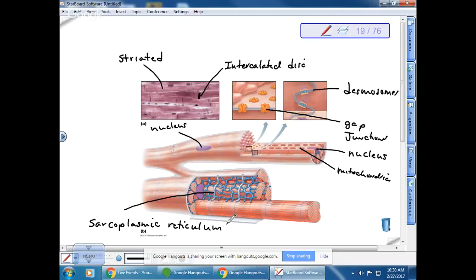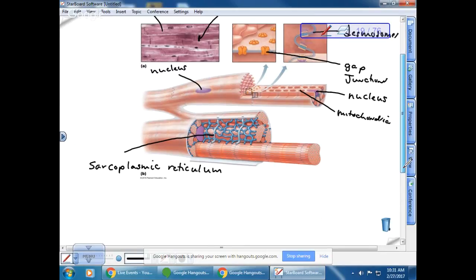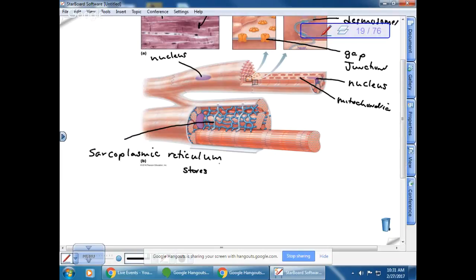What does sarco mean? Sarcophagus. Dead flesh, right? A sarcophagus would be flesh, and phagus actually means to eat, so the flesh eating. So sarco means flesh, so that's why it's called the sarcoplasmic reticulum. And this stores a really important ion that is necessary for all muscle contraction, but it's really important for the heart, and it is calcium ions. So this stores calcium ions that are needed for muscle contraction.